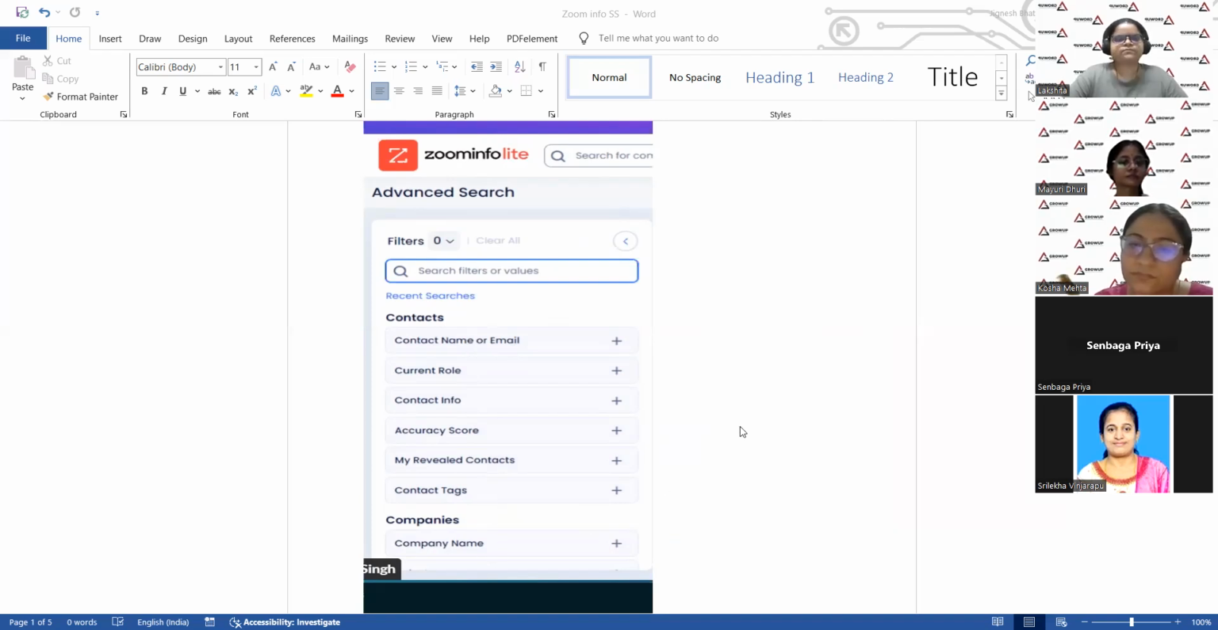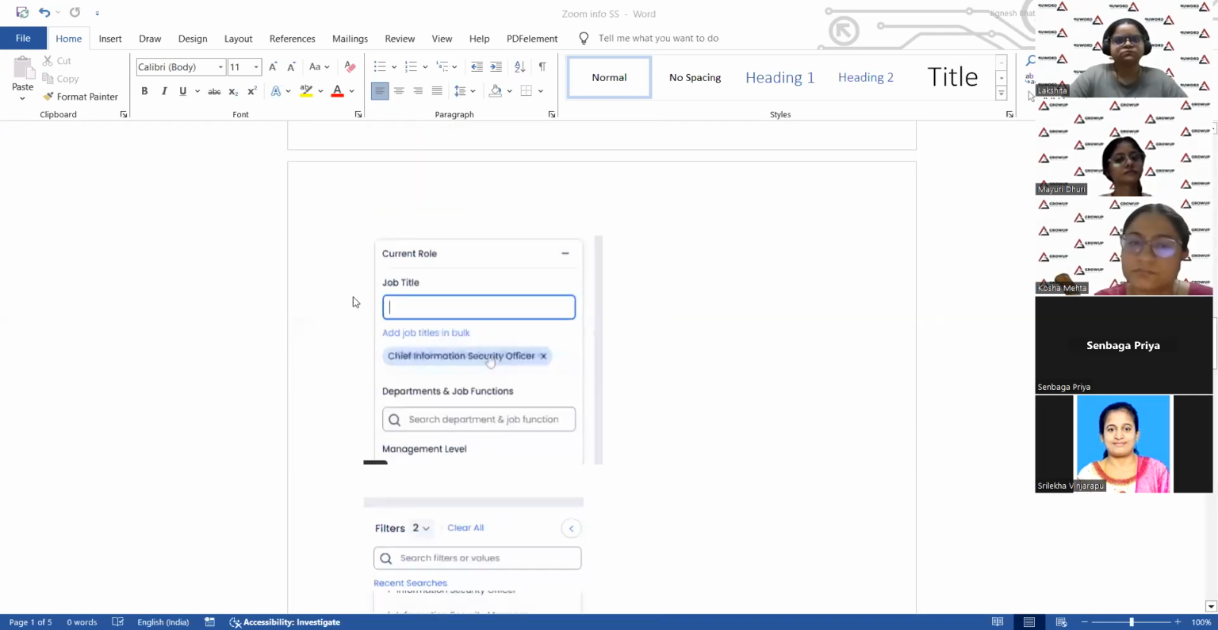Now suppose we are searching for information on a person who is working in TCS in a purchase department. What we need to do is select the company name, put TCS here, and the current role is purchase manager or purchase head. When you put this, they will give each and every person's email ID and contact information like phone numbers, direct phone numbers, so that you can contact them and generate a lead. Here is an example that I did, Chief Information Security Officer. If I want to search by job title, you can put a job title also.